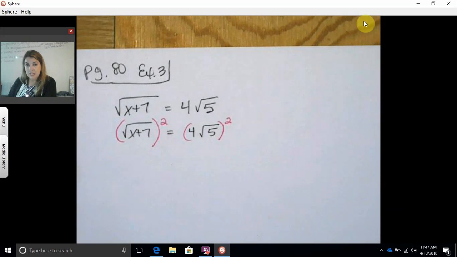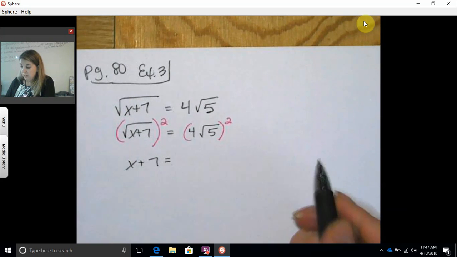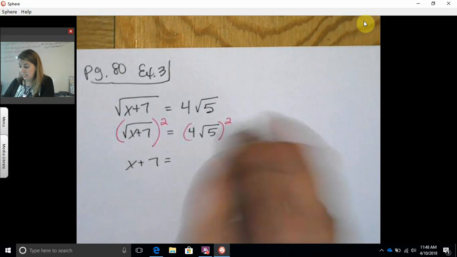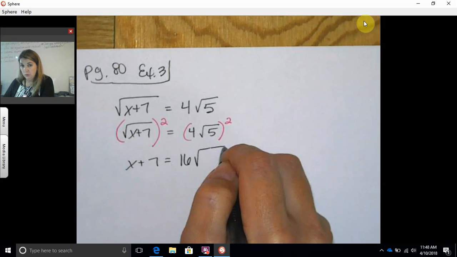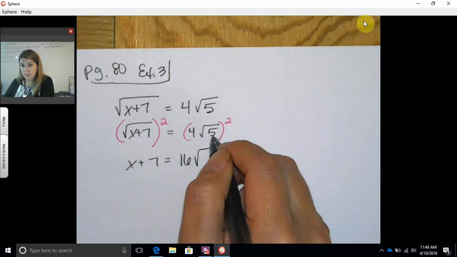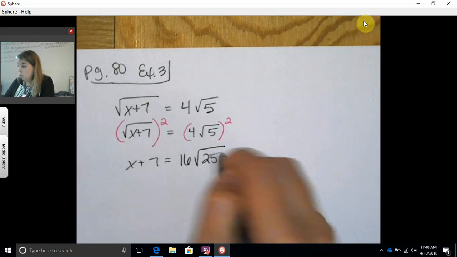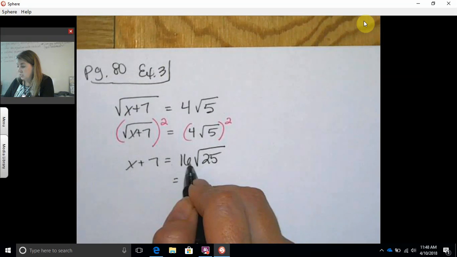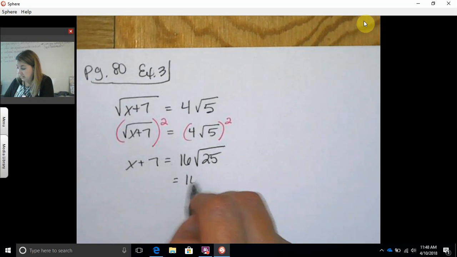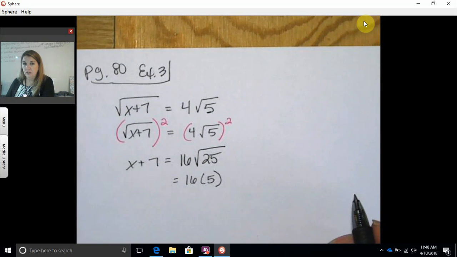So what's the square root of x plus 7 quantity squared? X plus 7. What do you think 4 times the square root of 5 quantity squared is? 16 square root. It will in a minute. I just want to show my steps. 5 squared is 25. Or you could have gone ahead and said, what's the square root of 25? 5. And then remember, you multiply it by anything that you already have outside of the radical, the coefficient of the radical.